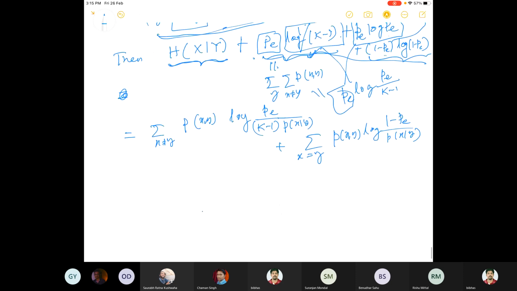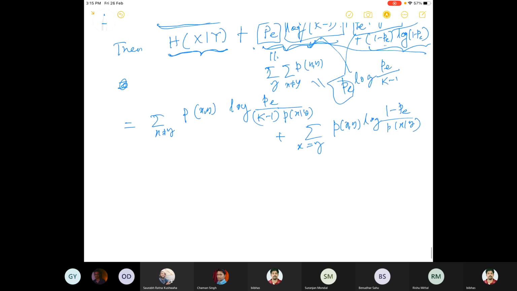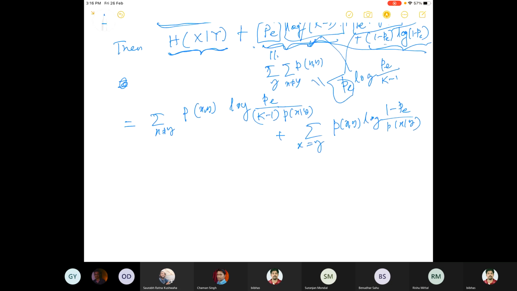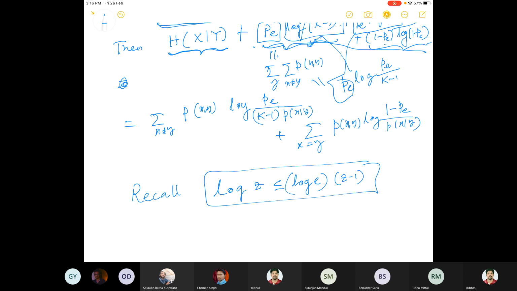So this term is this one. Now I want to show that this is less than or equal to zero. So I have to use a less than or equal to sign. Recall that I used this inequality before also, due to the convexity of the log function: log of z is always less than or equal to log e times (z minus 1). This was proved earlier.